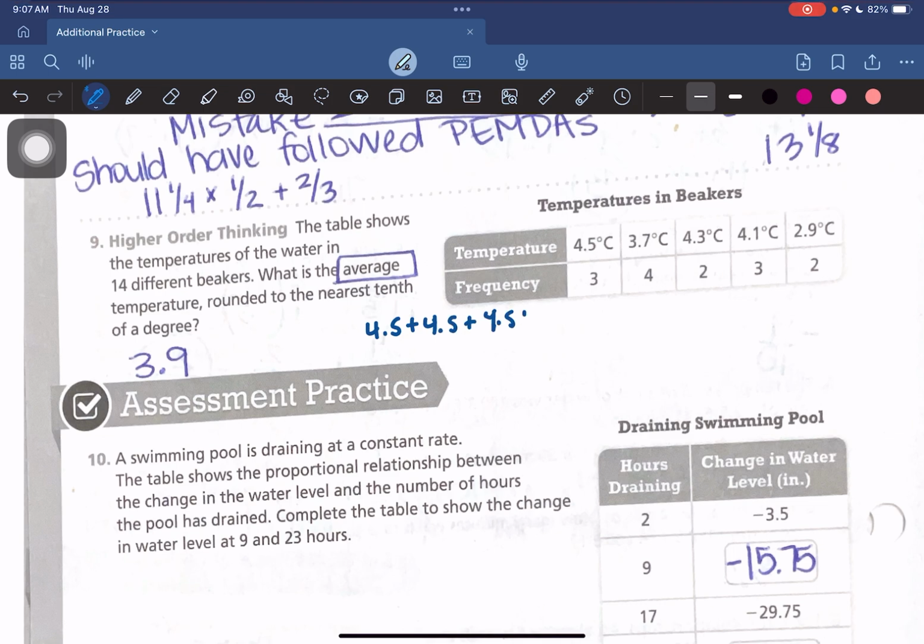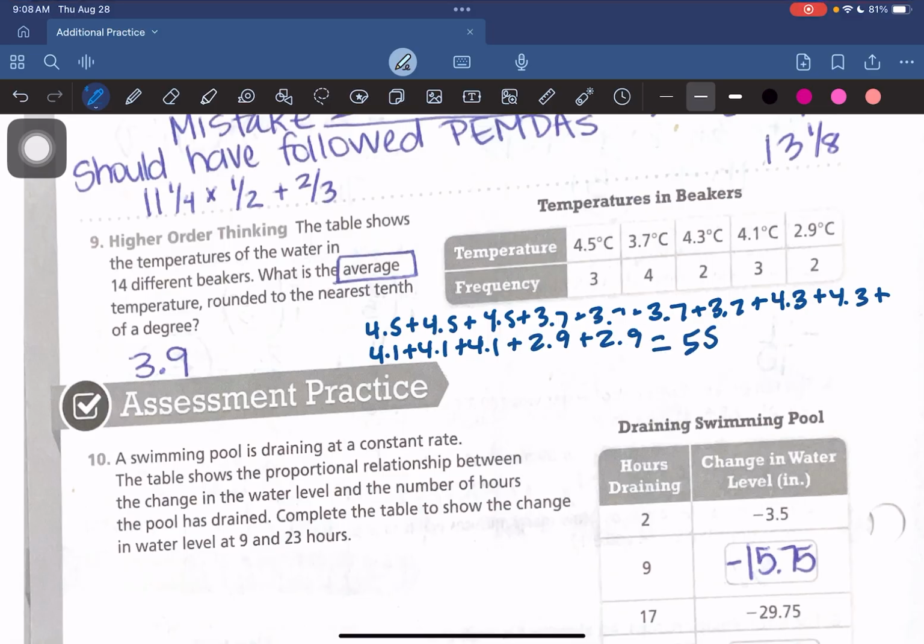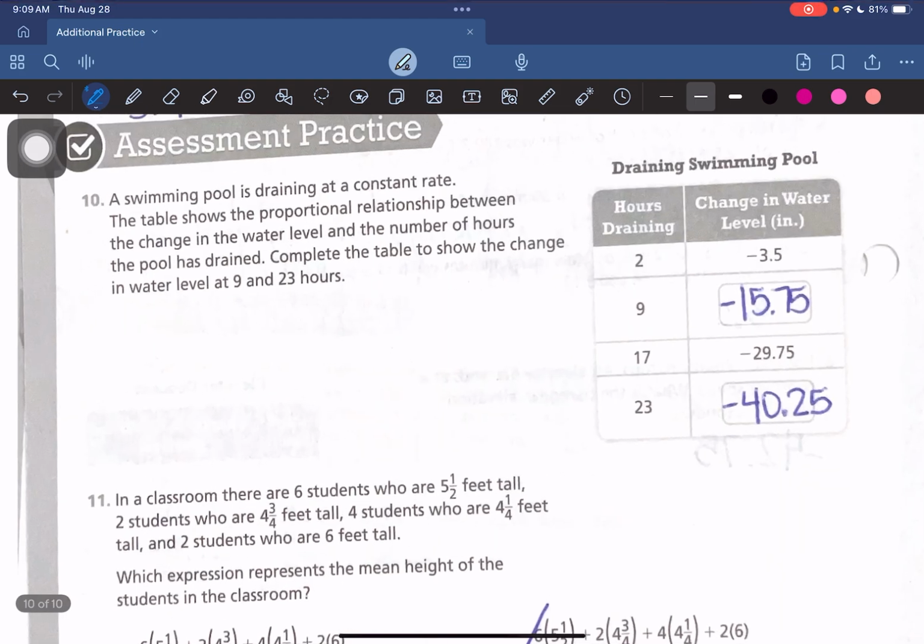The 3.7 happened 4 times. The 4.3 happened twice. 4.1 happened 3 times, and the 2.9 happened twice. When we add all of those numbers up, we get 55, and then 3 plus 4 is 7, plus 2 is 9, plus 3 is 12, plus 2 is 14. So we would divide that by 14, and that is what gives us 3.9 2, 8, 5, it goes on and on and on, but it says to the nearest tenth, so we would just take the 3.9.